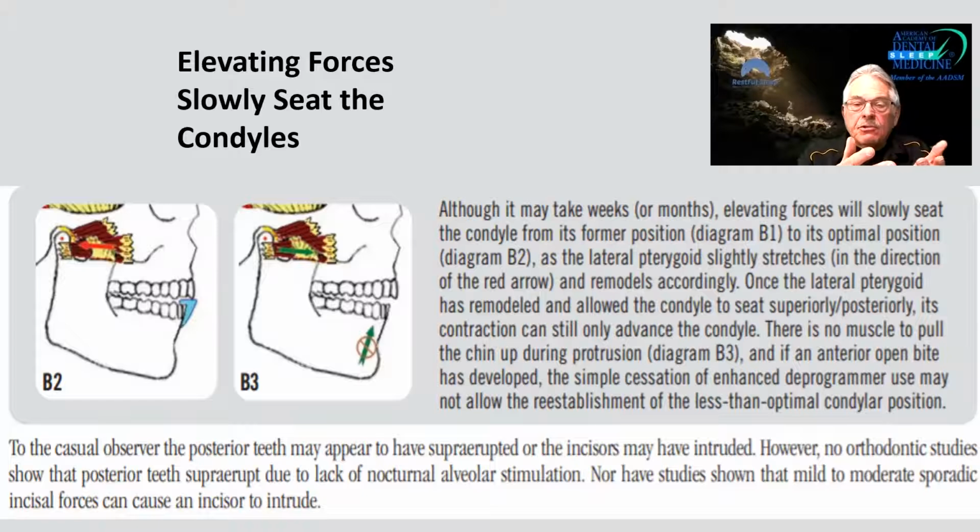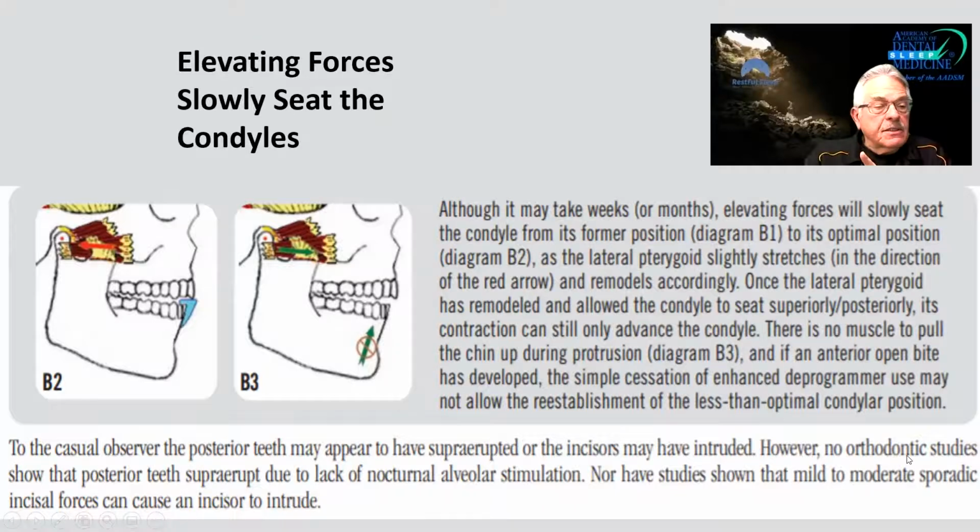So as you put an anterior deprogrammer in, an NTI appliance, and you allow that rotation to occur, oftentimes just taking the appliance out doesn't make it go away, okay? Because the muscles and joints are happier there. And of course, you can have tongue thrusts that develop, which help maintain that as well. But to the casual observer, the posterior teeth may appear to have supererupted or the incisors may have intruded.